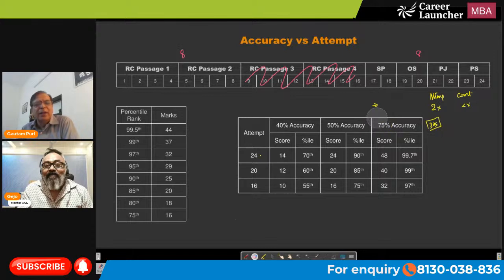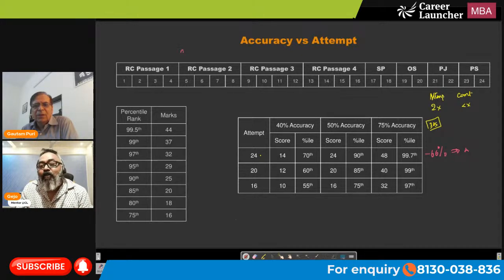Let me say 2/3 right. So 16 right, 16 times 3 is 48, and 8 wrong. I'll be at 40. 66% accuracy at 24 questions. Yes, you'll be at 40 and the 99th percentile.